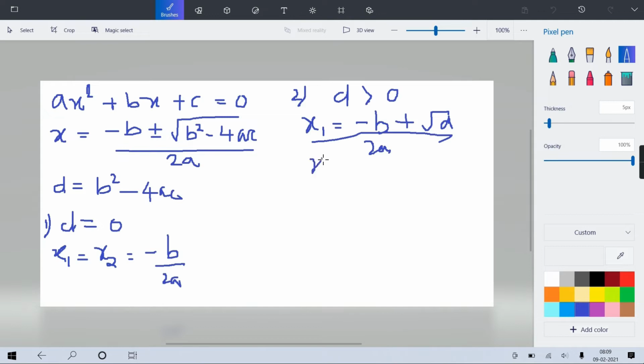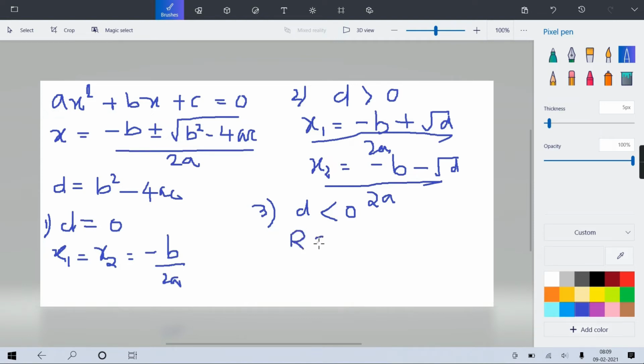Understand now this handwriting, because I'm not writing it by marker on board. Minus b minus root of d upon 2a. So 2 solutions we got. Now the third situation is when d is negative. Now when d is negative, first calculate 2 parts. One is the real part and the imaginary part.